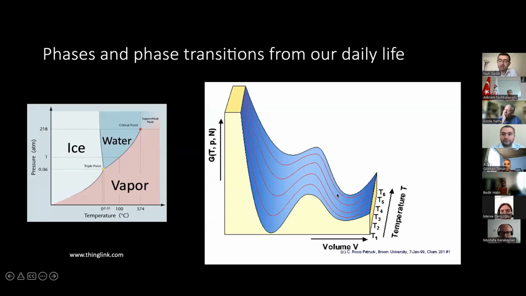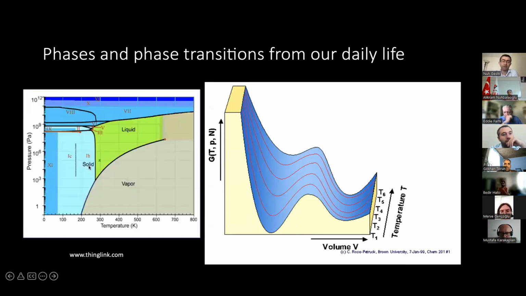Now, in this particular example, you can see that the volumes are different. So the two phases will have different densities. So this is the general flavor of how we think about phase transitions. The reality is obviously more complex. I mean, this was the simple phase diagram of water, but a bit more realistic one for ice is this one right here.